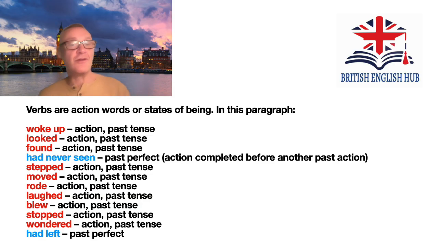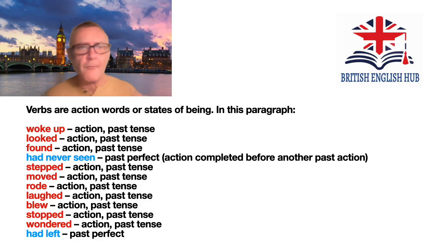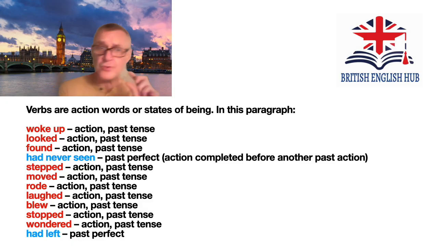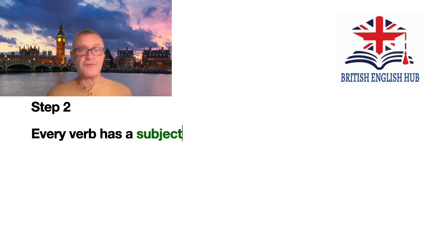In this paragraph, look at these: woke up, looked, found. These are all past tense verbs. Now, what I've highlighted in blue are what we call past perfect, and I'm not going to talk about that now. I'm going to talk about that later because I really don't want to confuse you. Okay, so let's move on to step two.